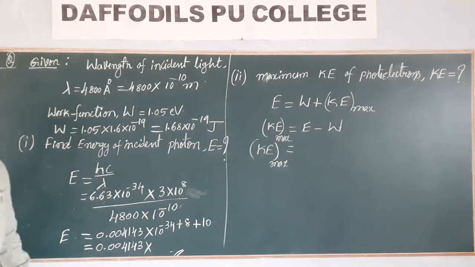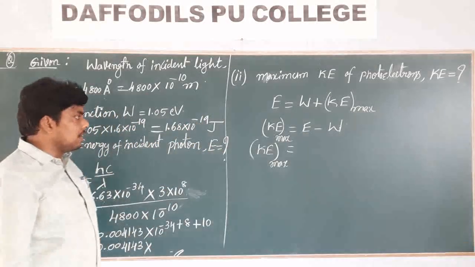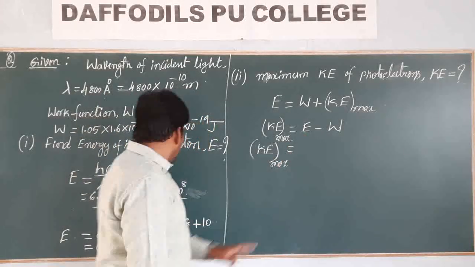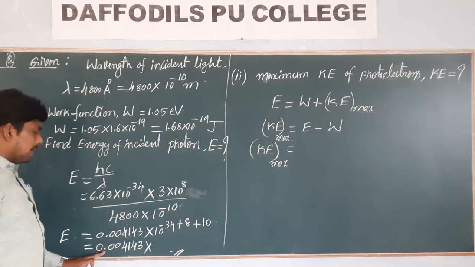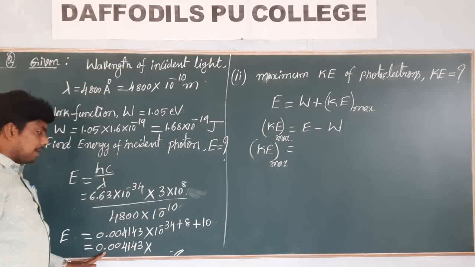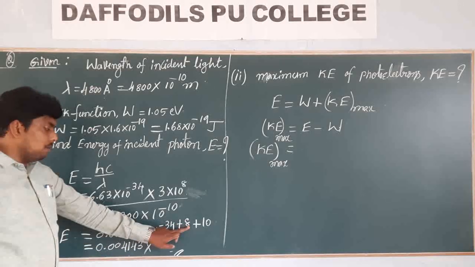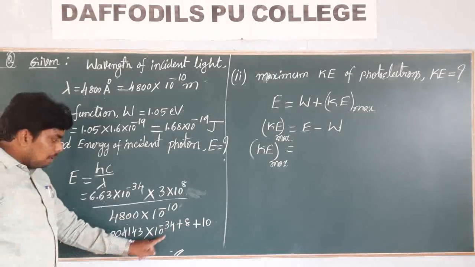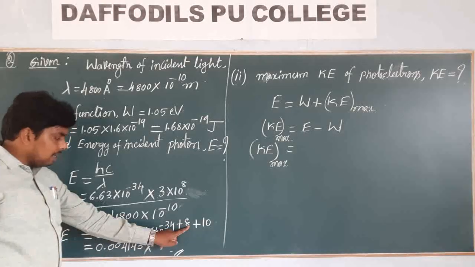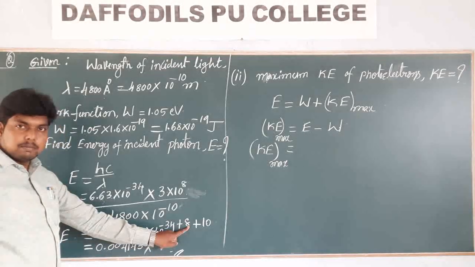Can you solve this one? You just have to simplify the numerical. What you have to substitute? The energy value, whatever value you got here. Have you written this value? Minus 34 plus 18. What is the remaining thing?